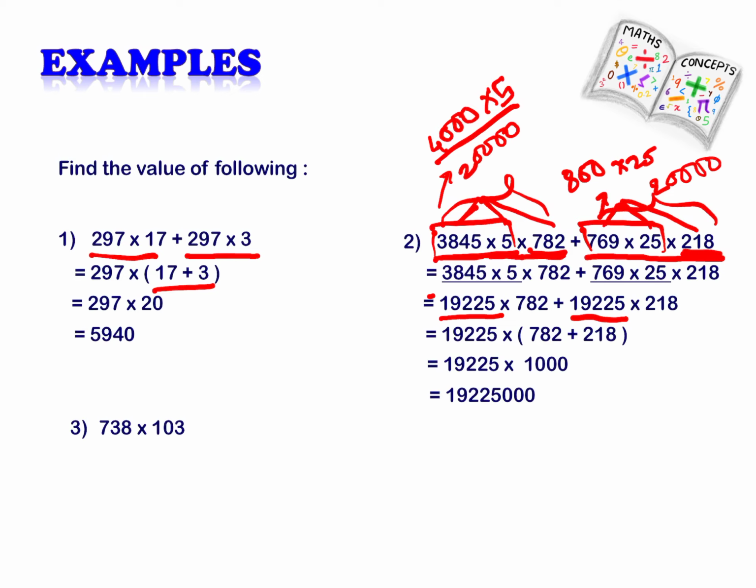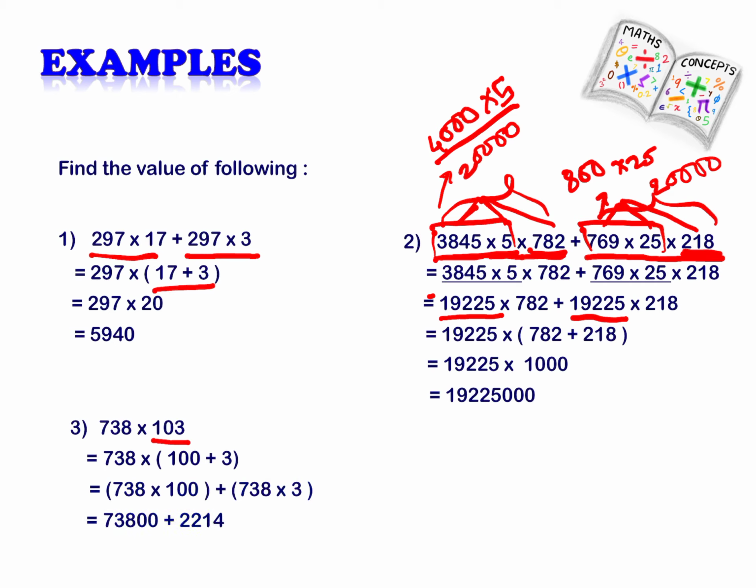Okay, now third example, 738 into 103. Here we will have to represent one of the numbers as addition of two numbers, and definitely 103 is much easier than 738, right? So 103 can be represented as 100 plus 3 and then multiplied by 738. So we will multiply 738 by 100 and 738 by 3, which will give me 73,800 plus 2,214, and the final answer would be 76,014.